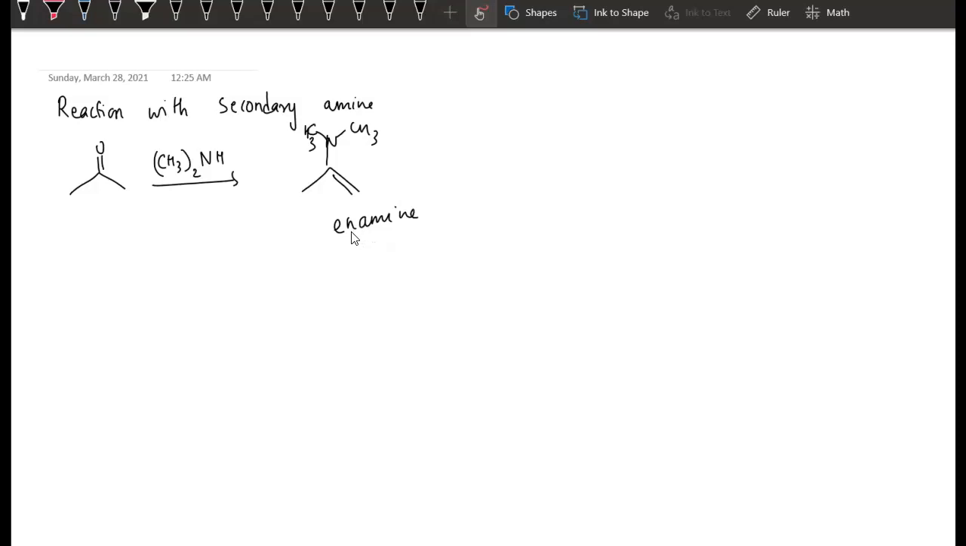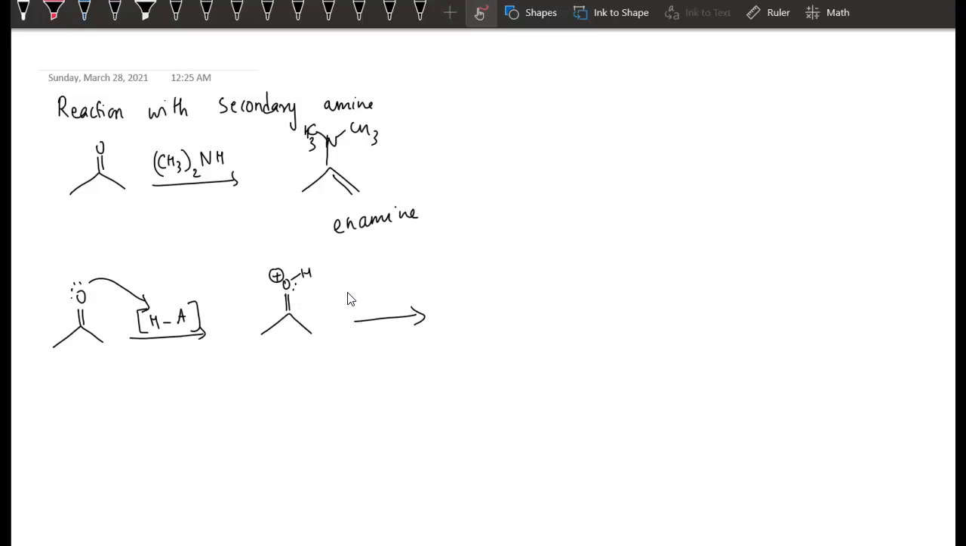Now let's look at the mechanism of this, which will be very similar to what we saw in the imine formation. However, here instead of a carbon-nitrogen double bond, we have a carbon-carbon double bond. Let's see how that happens. Let's take the same ketone. Remember, it's an acidic reaction. By now you all know what will happen if the reaction is happening in an acidic medium. The first step will be protonation. You have a double bond O-H with a positive charge, and then in the next step, the nucleophile will attack.